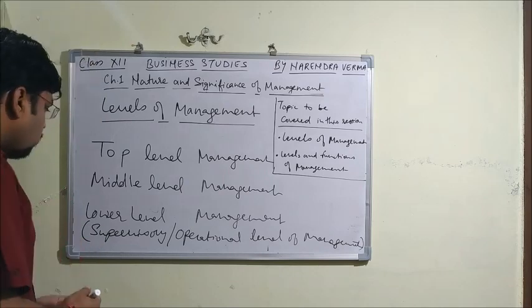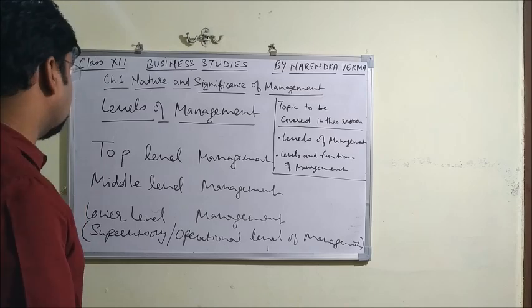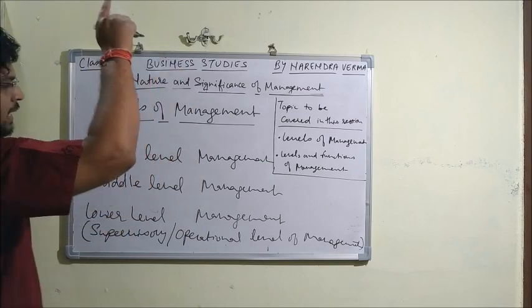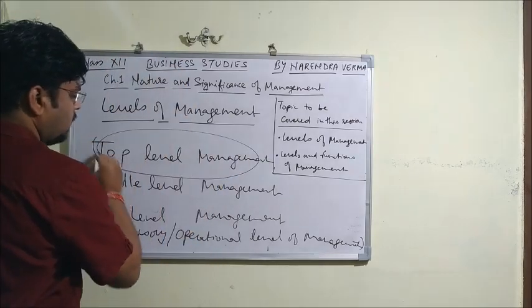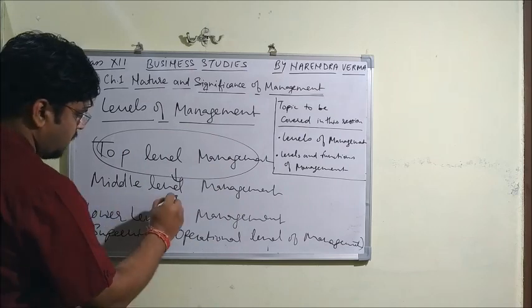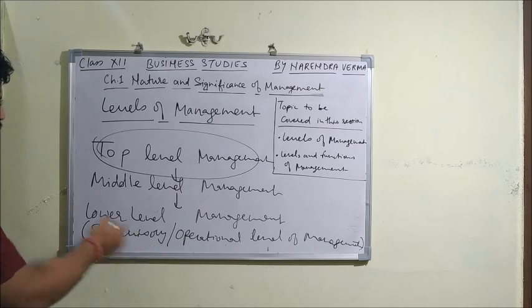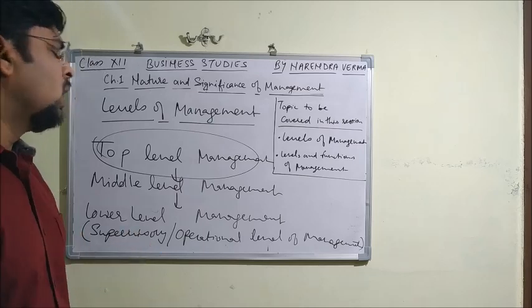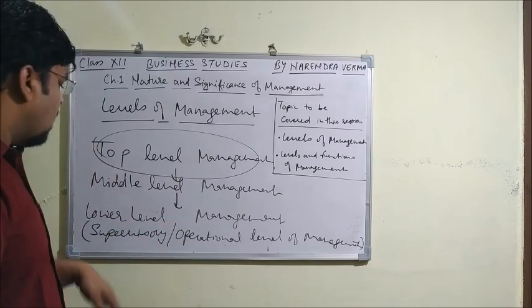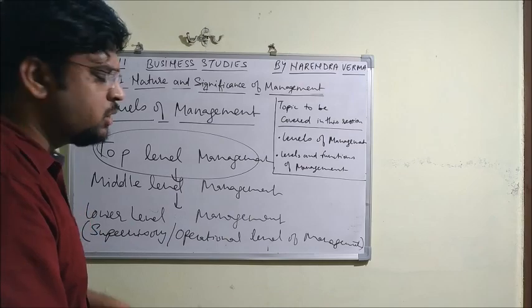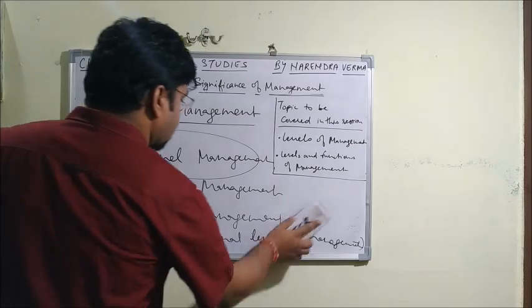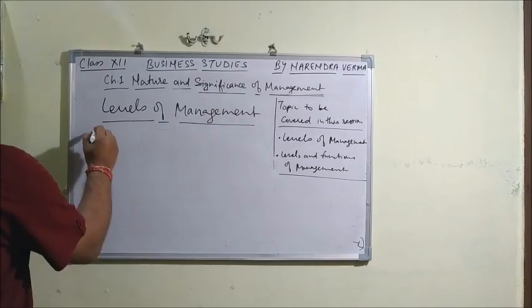Now we need to understand these levels in detail. Like I told you, this works from top to bottom, meaning at the highest point top level management would be there, then immediately below them you will find middle level management, and at the lowest level you will find lower level management. That's why it is called lower level. It is very easy to remember: top means high, middle means in between, and lower means at the lowest, right? So it's very easy to understand and remember. Now we need to understand these in detail. Very first we'll talk about top level management.